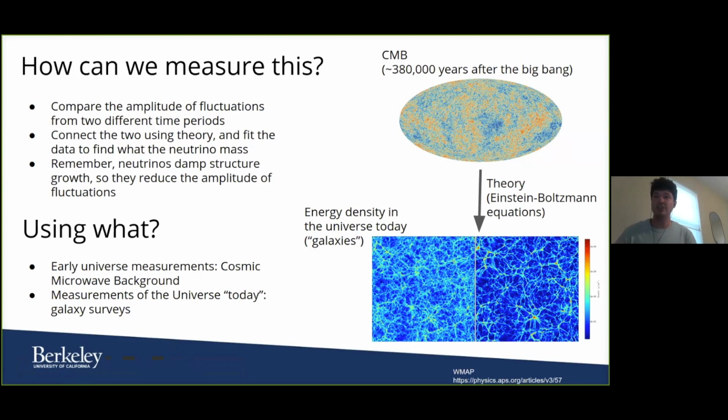This is ultimately what we end up doing. What we use for these two different timestamps are the cosmic microwave background, which is produced around 380,000 years after the Big Bang, and then for local measurements, measurements of events that are happening in the near past, we use galaxy clustering of galaxies that aren't too far away. By comparing the size of the fluctuations here to the size of the fluctuations here, you can begin to tease out what the neutrino mass ought to be.